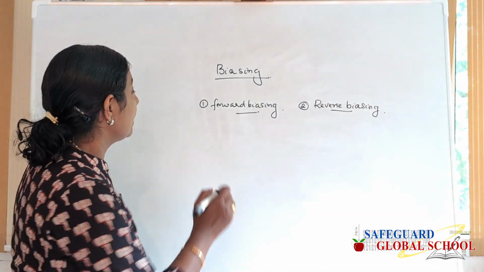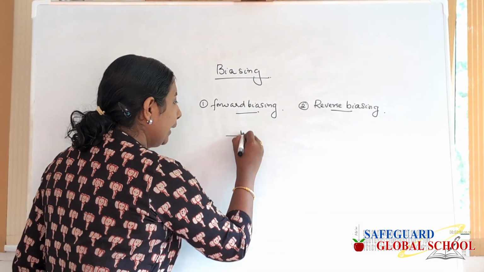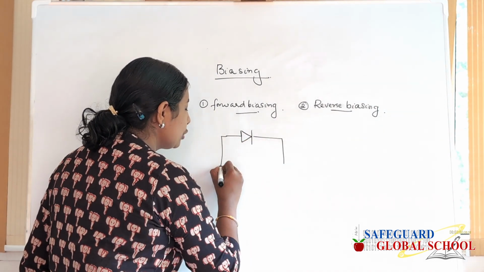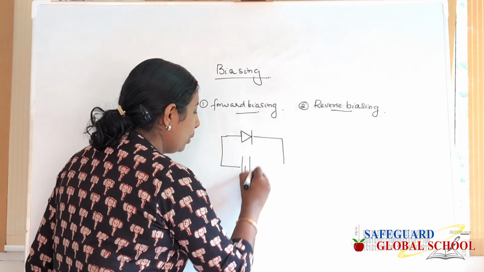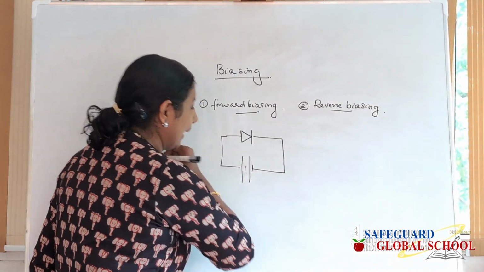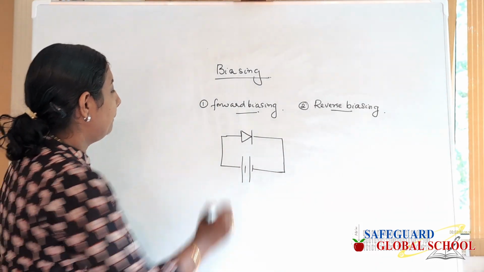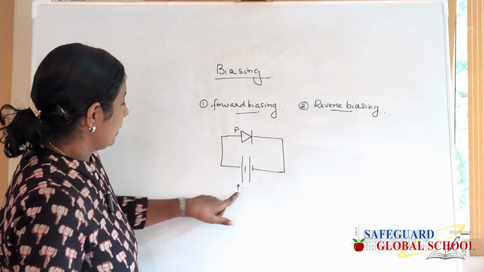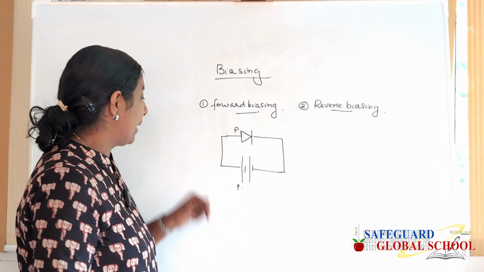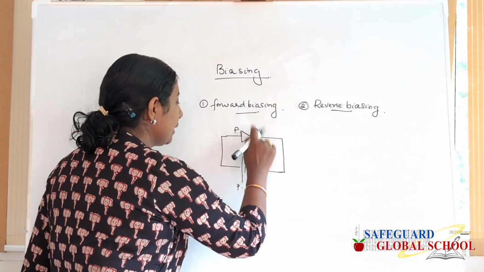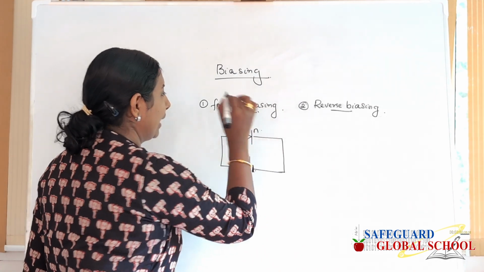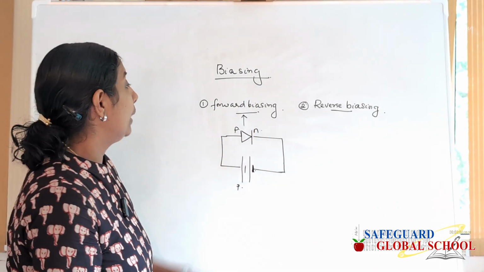So forward biasing of a diode means, if this is a PN junction diode and we are connecting it to a battery, how can I connect it? We can connect it like this, right? The P region is connected to the positive terminal of the battery, and the N region is connected to the negative terminal of the battery. This type of biasing is called forward biasing.